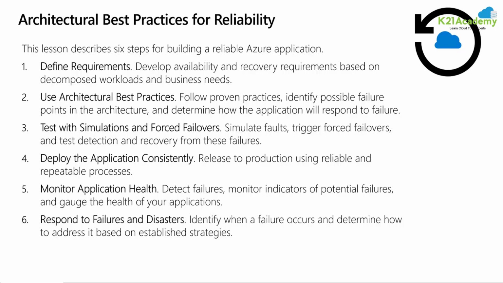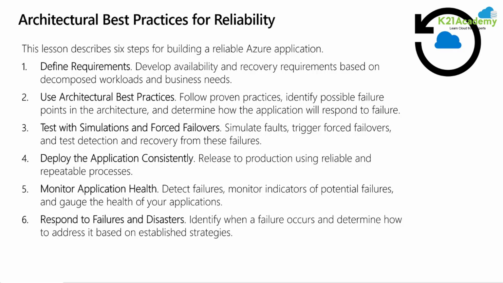Reliable applications are resilient and highly available. So in this section, we want to describe about 6 steps for building reliable Azure applications. Define requirements: develop availability and recovery requirements based on the decomposed workload and business needs. Use architectural best practices: follow proven practices, identify possible failure points in the architecture, and determine how the application will respond to failure.